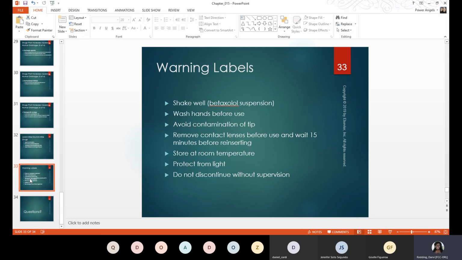Other warning labels to be aware of would be certain medications should be stored at room temperature. It should also be protected from light. So this is why some people might put their medicine in a drawer, because this is also going to protect it from light. I know a lot of people are going to think differently about this, but it's really not encouraged to have medicine in the bathroom, even though there is a medicine cabinet in there.